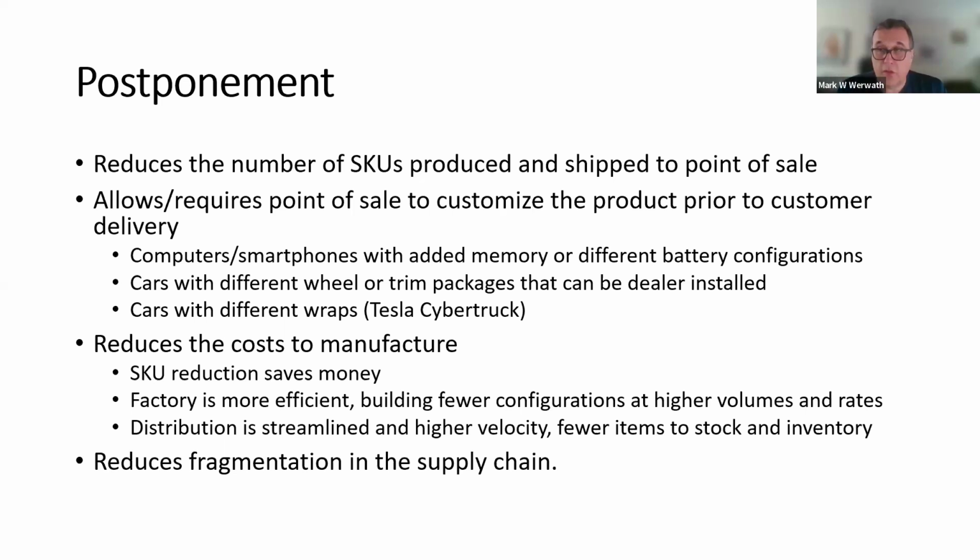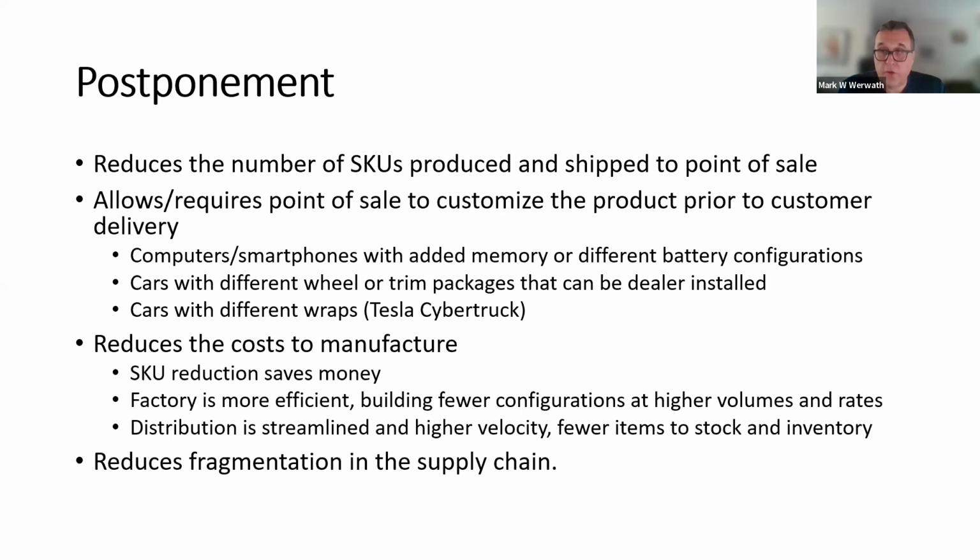So the customer can either at the point of sale or on their own get what's known as a wrap. These wraps have different colors, different textures, and you can literally wrap the vehicle in whatever color you want. And if you want to change the color later, remove the wrap and put a new one on. It's pretty easy. Not cheap, but relatively easy. Why would you do this again? It reduces the cost to manufacture, so you have fewer SKUs, and that saves money. The factory is more efficient.